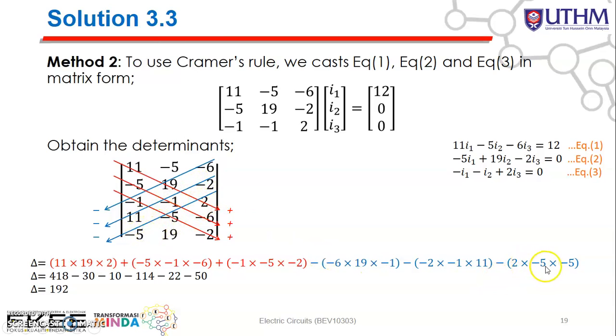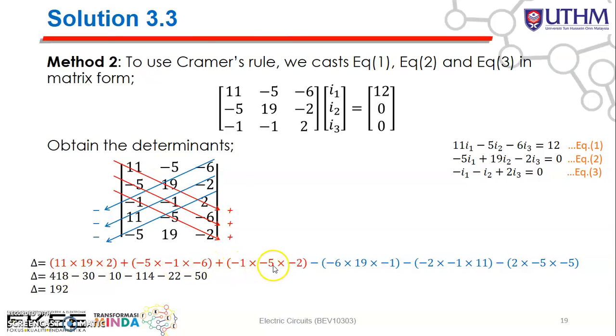Okay, and then we solve it one by one. So 11 multiplied with 19 multiplied with 2 is equal to 418. Okay, here negative 5 multiplied with negative 1 is 5. 5 multiplied with negative 6 is negative 30. So that's why here minus 30.